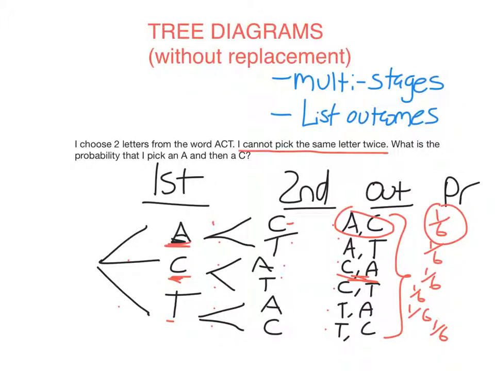That answer would be slightly different if I was allowed to pick the same letter twice. If that was the case, I'd have 9 outcomes that were equally likely, and so the probability would be 1/9. But this is without replacement, because once I pick an A, or if I pick a C, or if I pick a T, I can't pick it again. If you like, it's not replaced.